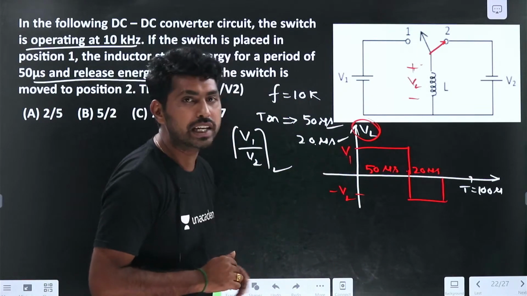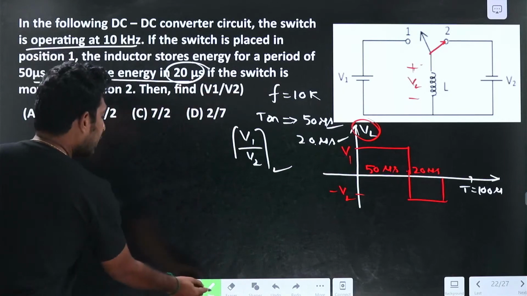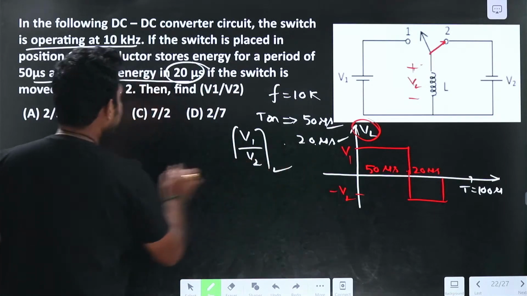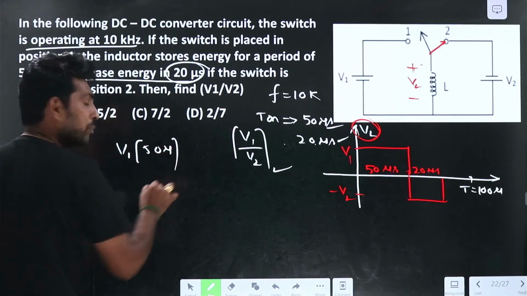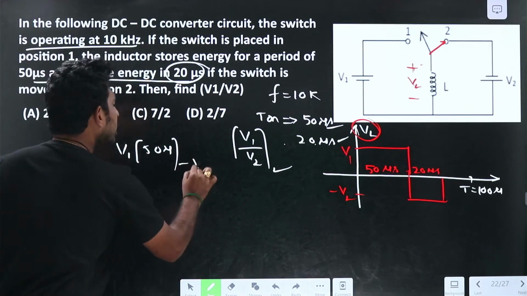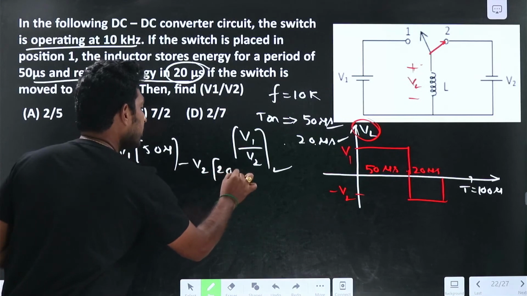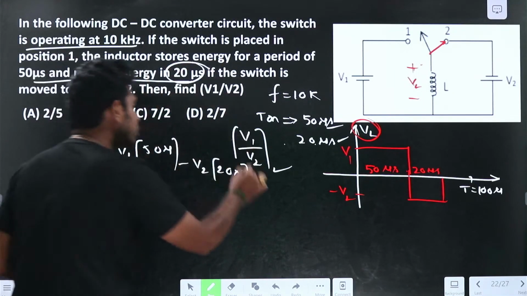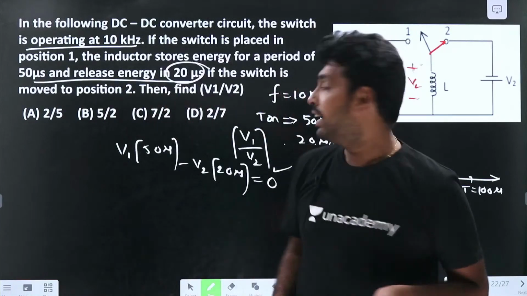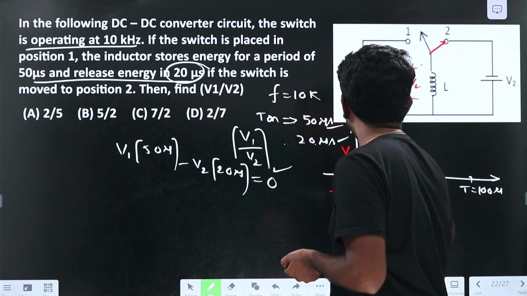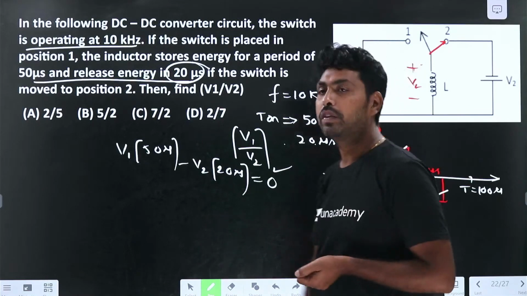If I apply the volt-second balance, it would be V1 into 50 microseconds minus V2 into 20 microseconds, which should be equal to 0. The average area across the inductance should be equal to 0. If I find the area of these two, it will be 0, right?